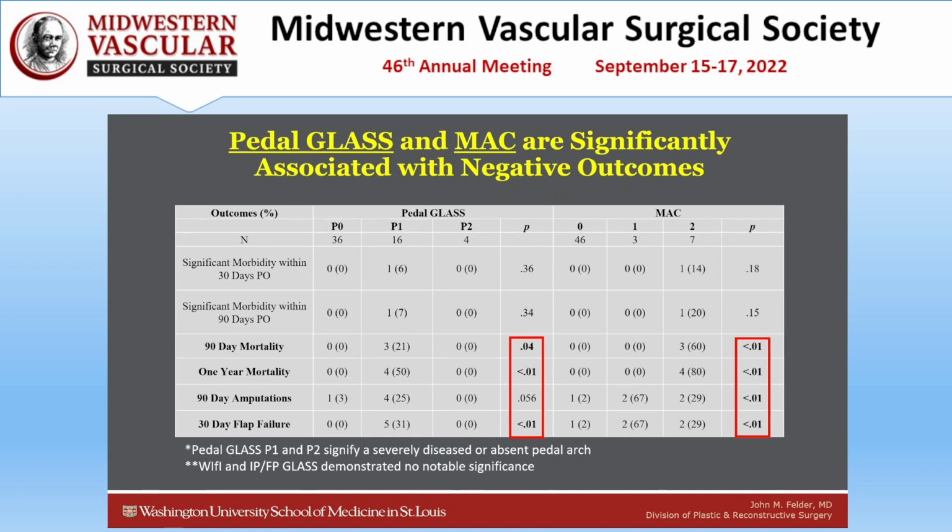What we found in this busy slide here is that the pedal GLASS and the medial arterial calcification scores were the ones that were significantly associated with the negative outcomes. Fairly low numbers of overall P2 patients there, but if we look ascending from P0 to P1, it was strongly significant in terms of predicting 90-day mortality, 1-year mortality, and both 90-day amputations and, prior to that, 30-day flap failure. Same true of the escalating pedal MAC scores.